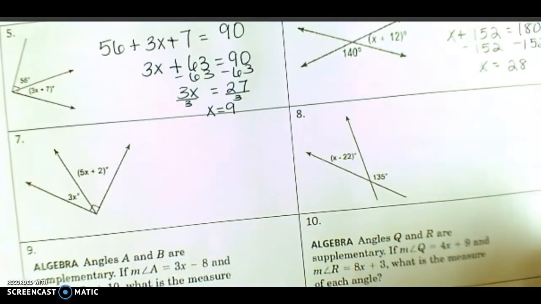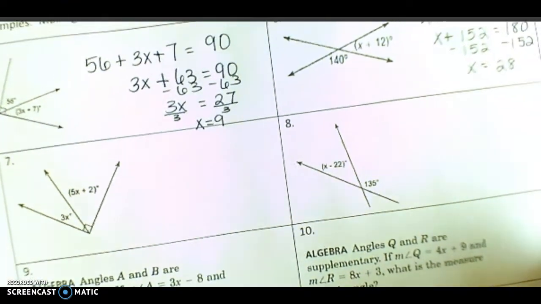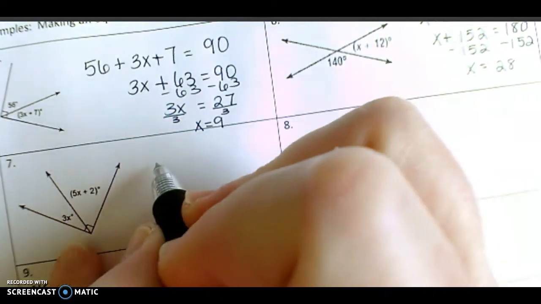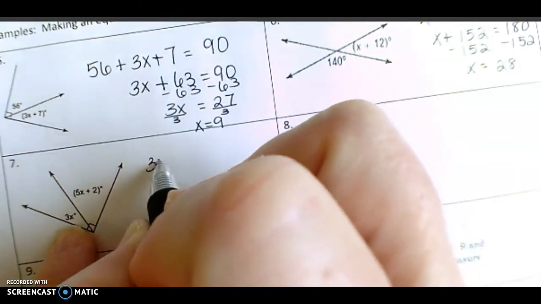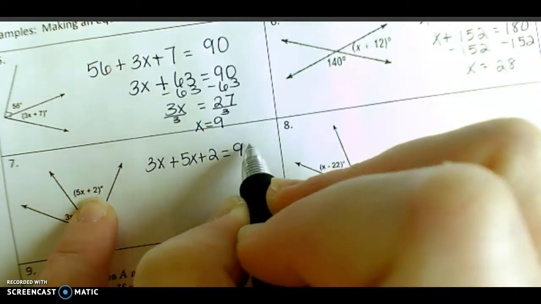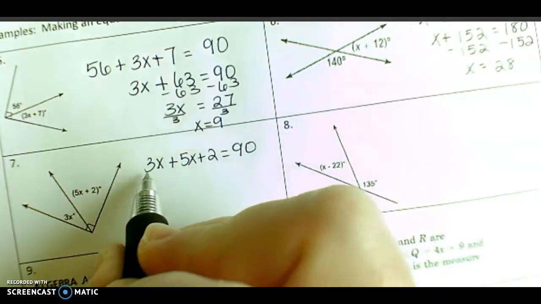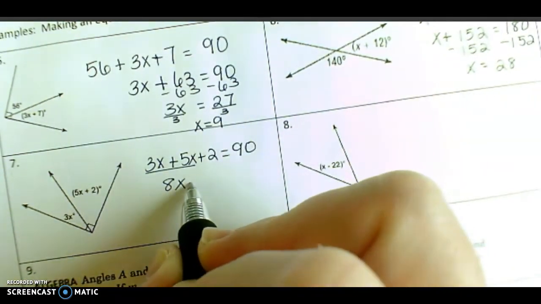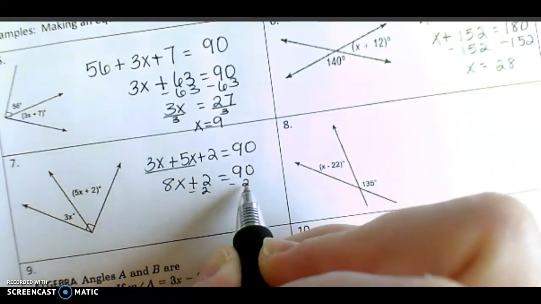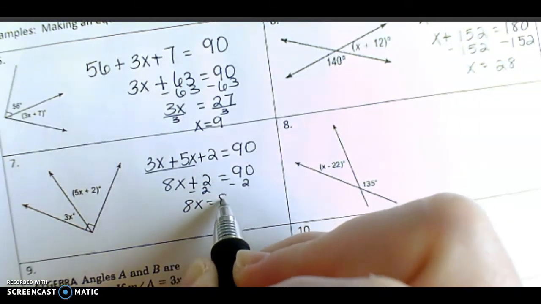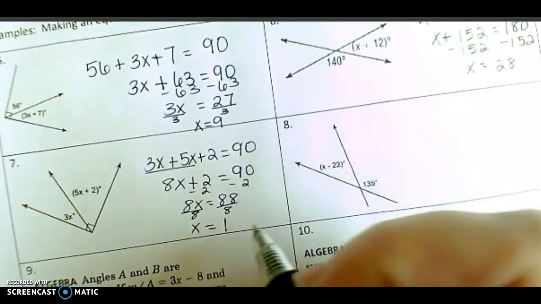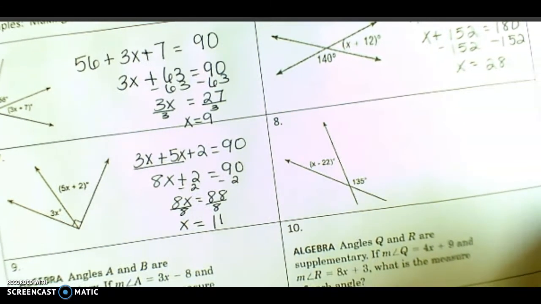Number 7 and 8 should be quite simple compared to 5 and 6. Again, these two are complementary. Complementary means 90, so I'm going to add two of them together. 3x plus 5x plus 2 equals 90. Now I'm going to solve. That's 8x plus 2 equals 90. Subtract 2 on both sides. Divide by 8. And you get x equals 11.